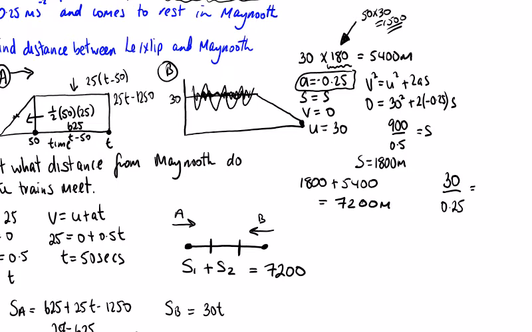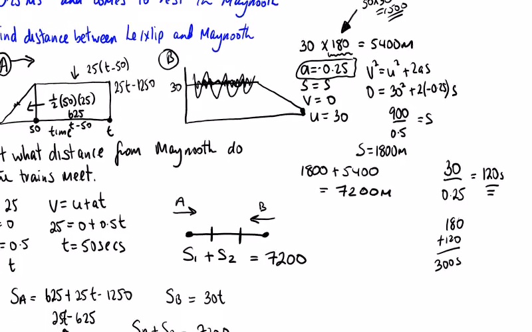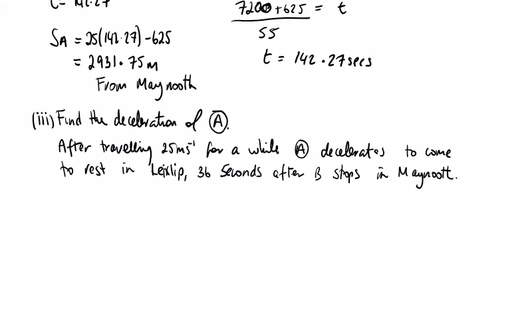So the time taken is just going to be 30 by 4, which is 120 seconds. So that's 180 plus 120. So 300 seconds for B. So we can say then that A takes 300, well 36 more, so 336 seconds in total.